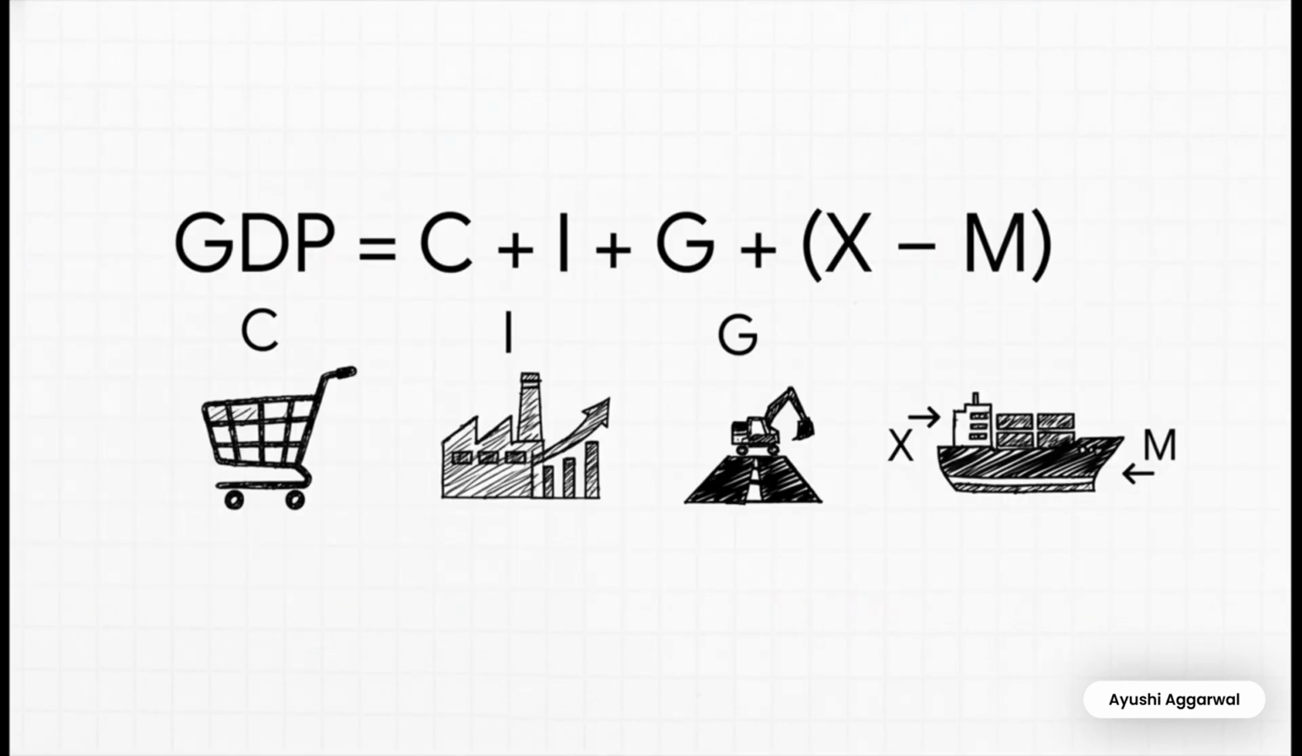Out of these three, the formula for the expenditure method is probably the most important one for your exams. It goes GDP equals C plus I plus G plus X minus M. Here, C is our private consumption, I is business investment, G is government spending, and X minus M is net exports, which is just exports minus imports.